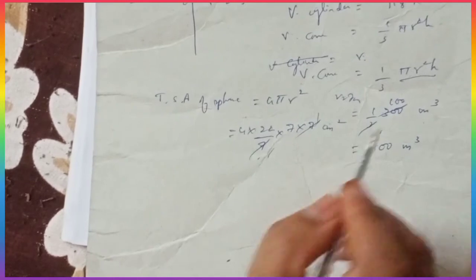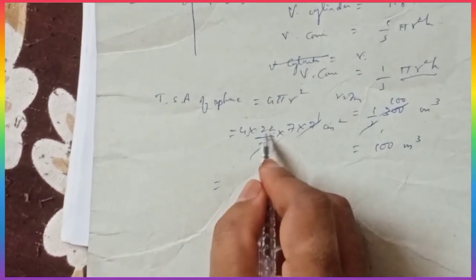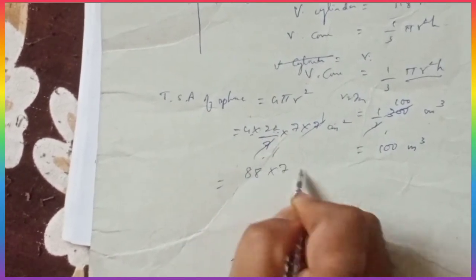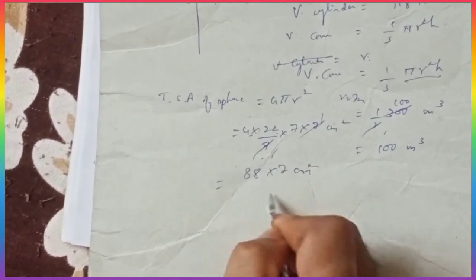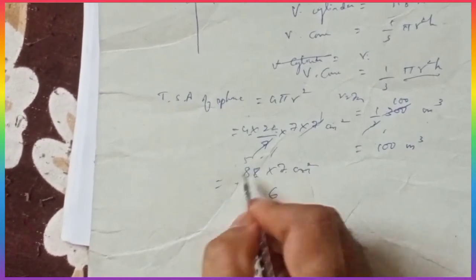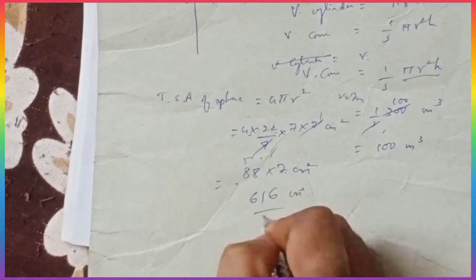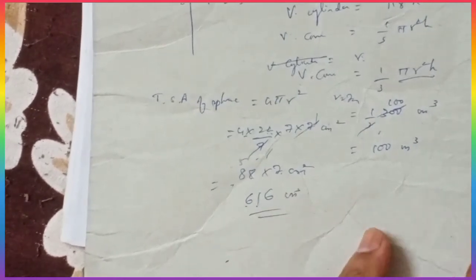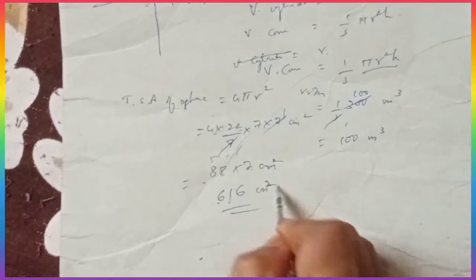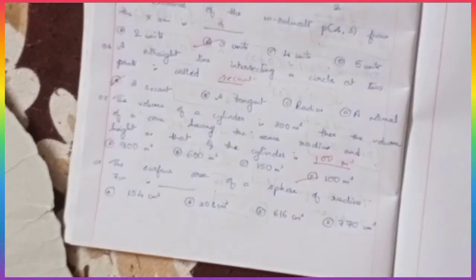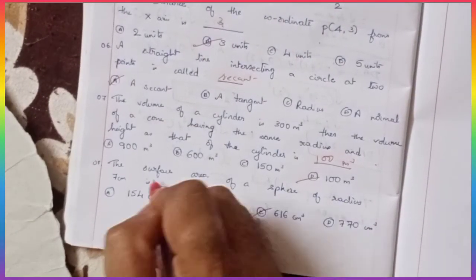7s get cancelled, 7 on the 7 on the. So 4 into 22, 22 4s are 88, into 7 centimeter square. 7 8s are 56, 5 carry for the next digit, 7 8s are 56 plus 5 is 61. So it is 616 centimeter square is the surface area of the sphere. So the option C is the correct one.